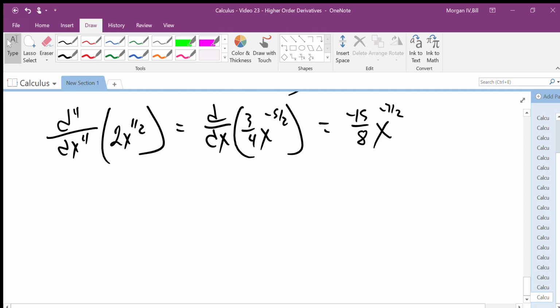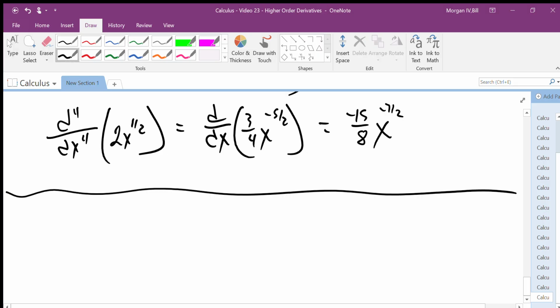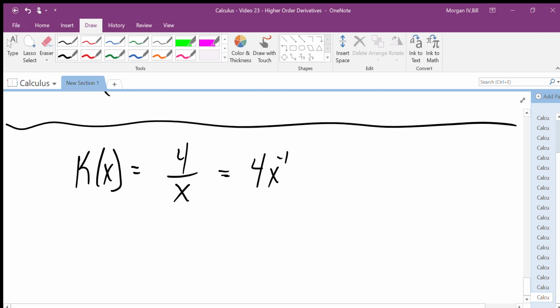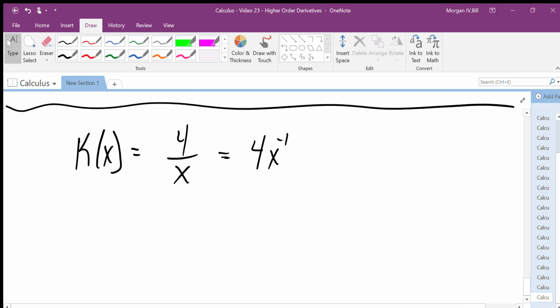Okay, let's do one more. One more, and we'll call it good for this video. How about k of x equals 4 over x? Hopefully, when you're thinking about this, the first thing you're doing is rewriting that as 4x to the negative 1. Then you're taking the derivative. Again, pause, try it on your own, come back.